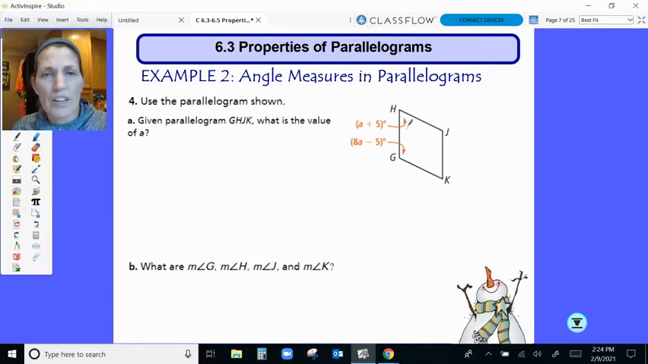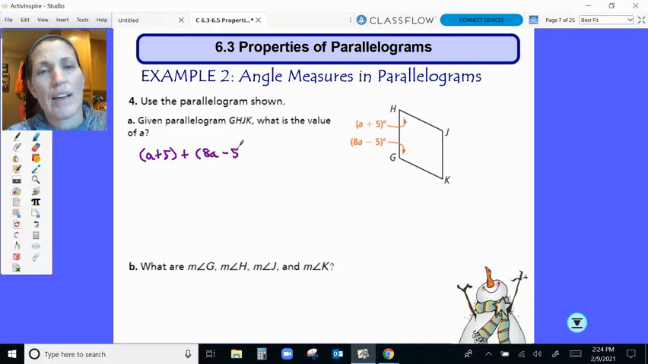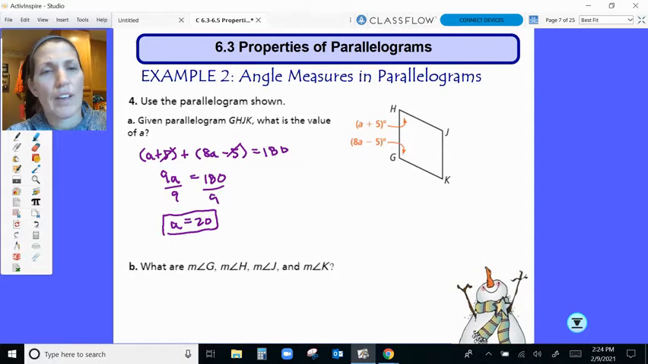So use the parallelogram here. Now this time we have consecutive angles, and so we know consecutive angles are not equal, only opposite ones are, but they add up to 180. So I'm going to take my a plus 5 angle here, plus my 8a minus 5 angle here, and that should add up to 180. They're supplementary, okay? Then I can combine like terms. a plus 8a is going to be 9a. My 5s get canceled, and that equals 180. So I divide by 9. My a should equal 20. That's my value of a.